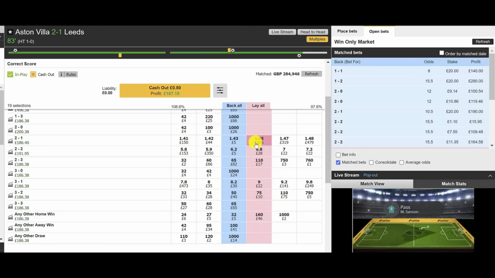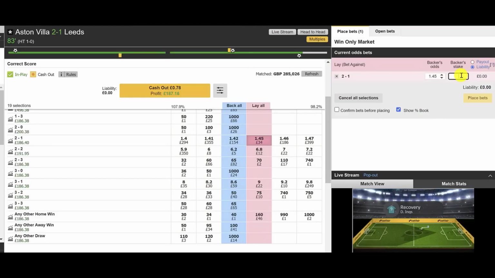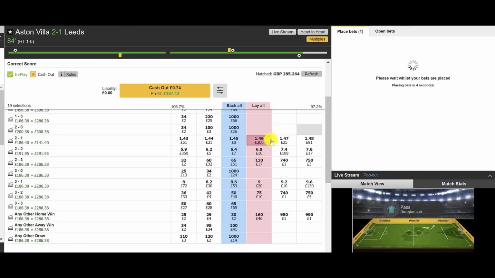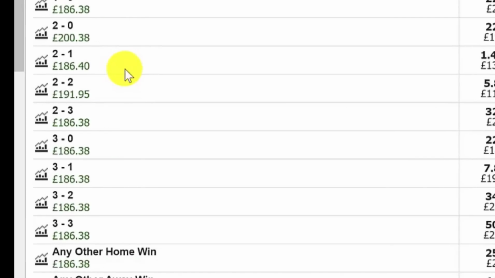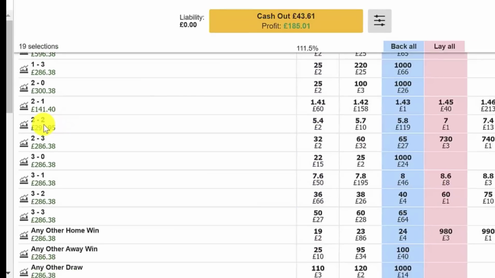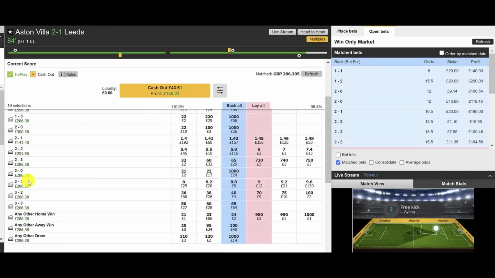So look, we could just lay this 2-1 to Aston Villa. Lay it with £100. It's going to take £45 off our profit. Means that, look, if there's no further goals, we're going to make 141 at the very least. If there is another goal, we're going to leverage up nicely onto that 2-2 or onto that 3-1. So let's just see what happens.